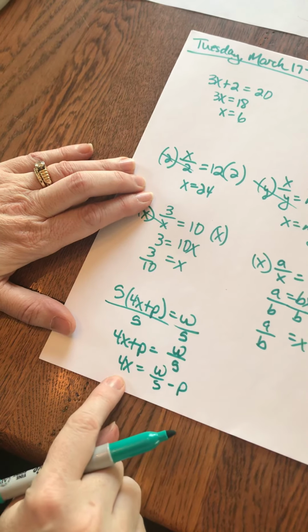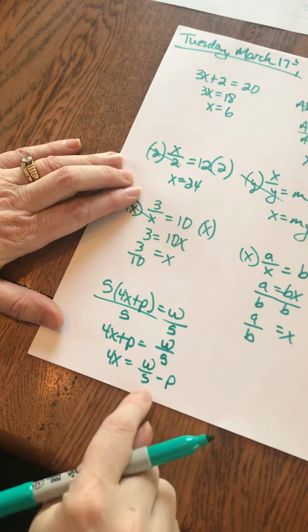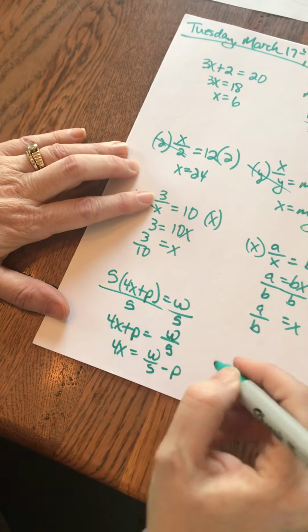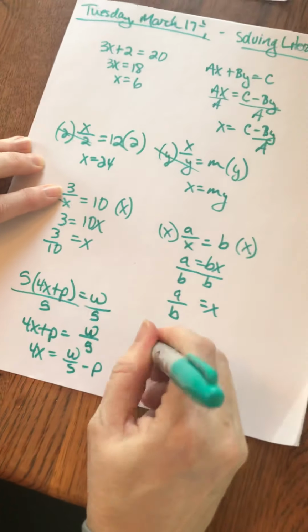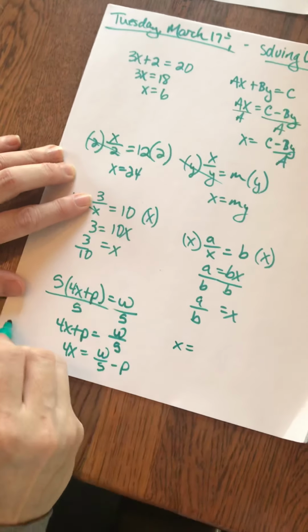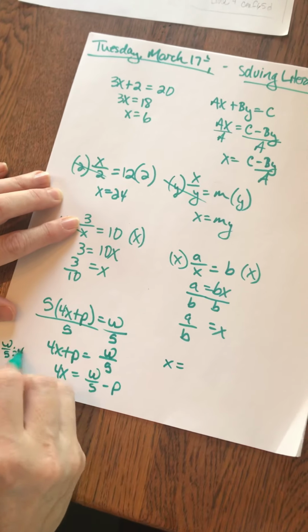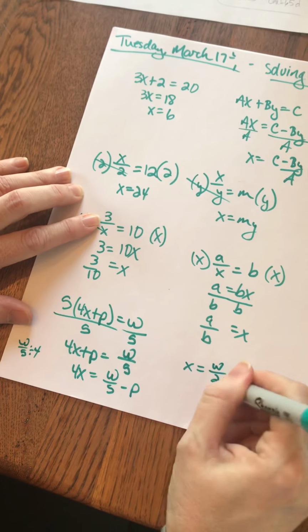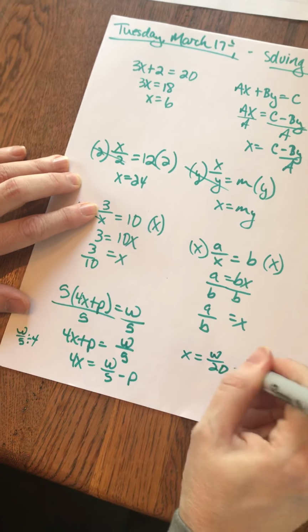Now, here's the sticky part. You have to divide each side by 4. In dividing each side by 4, you've got to be careful because you're going to have a fraction divided by something else, which is fine. If we divide by 4, you've got this w over 5 divided by 4, which is the same thing as multiplying by the reciprocal. So this would be w over 20, and that p divided by 4 would be p divided by 4.